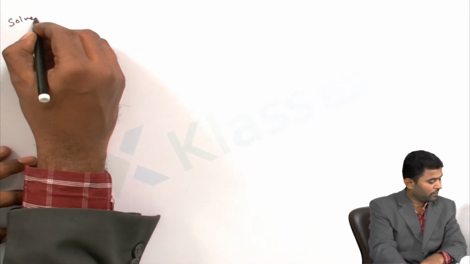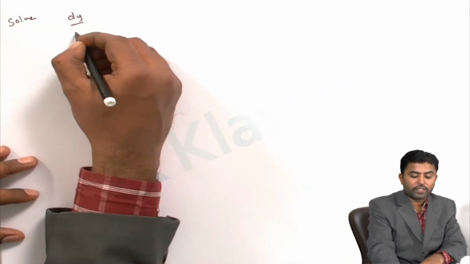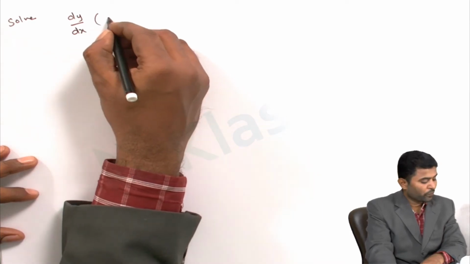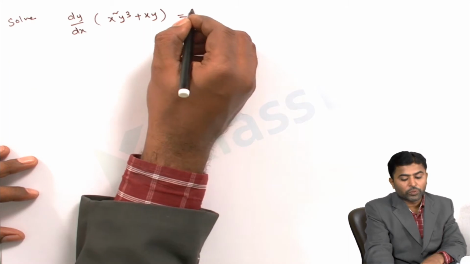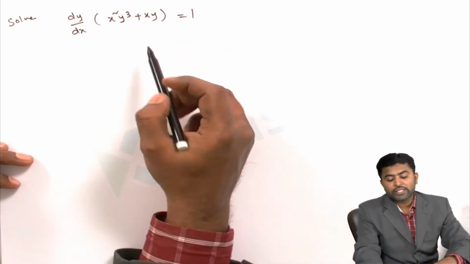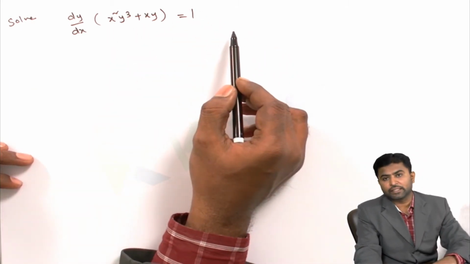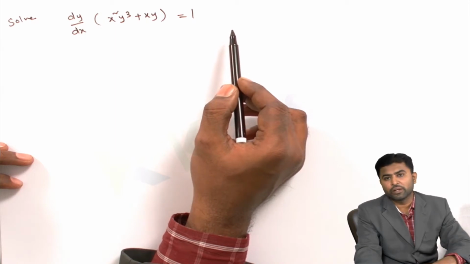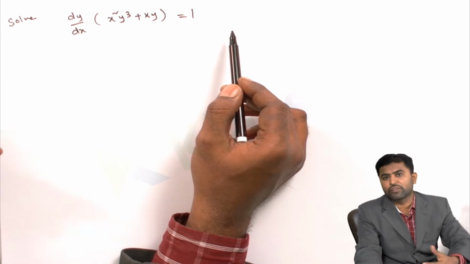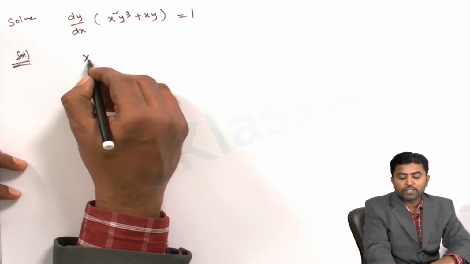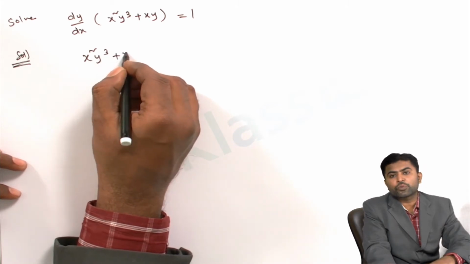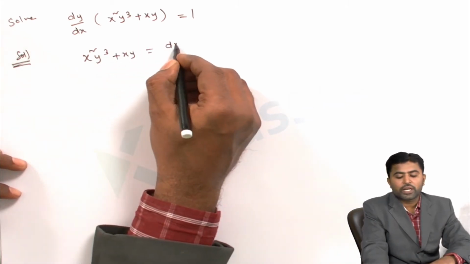Solve dy by dx into x square y cube plus xy is equal to 1. Now if I set this term on the other side, we cannot separate the terms, so therefore we have to take the inverse or the reverse one. So we'll write it as x square y cube plus xy is equal to dx by dy.